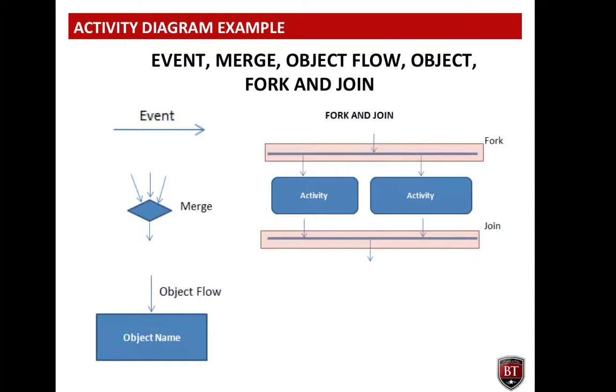Object flow and object. Object flow is an arrow that connects an activity to an object. An object is a required input, created or updated by an activity.